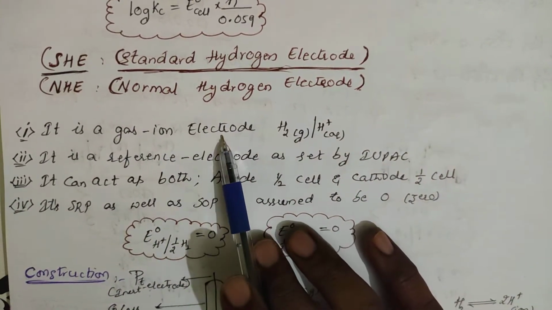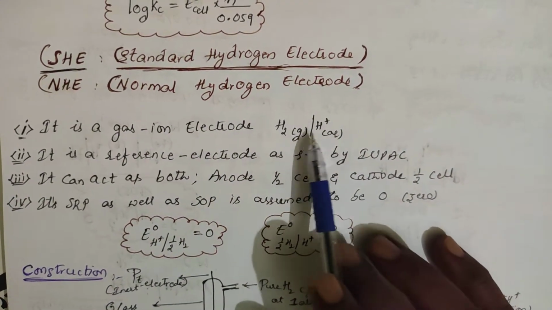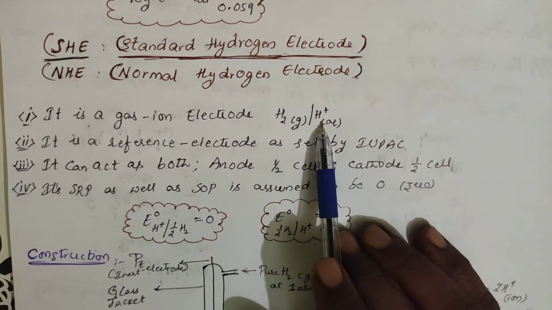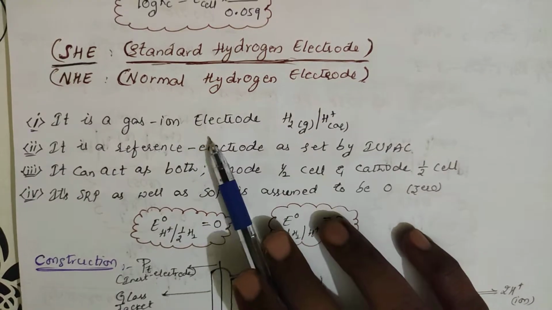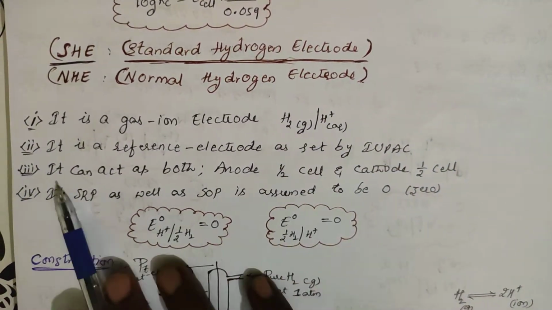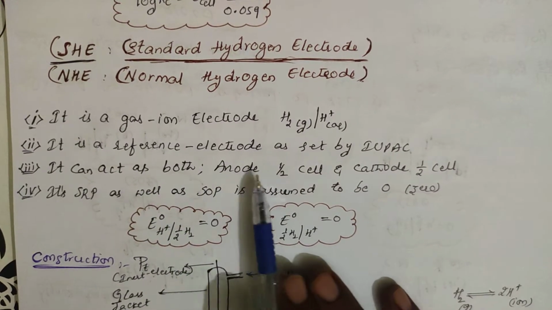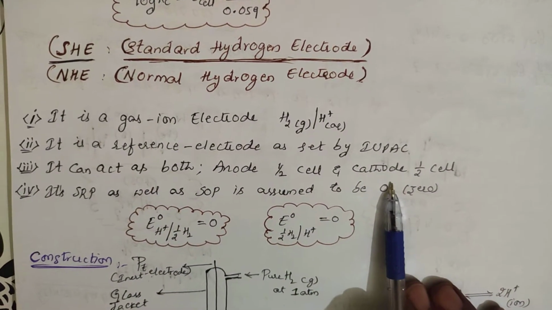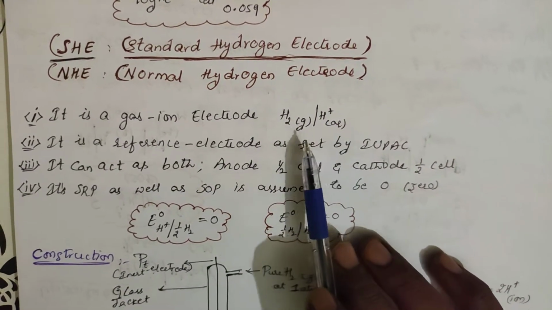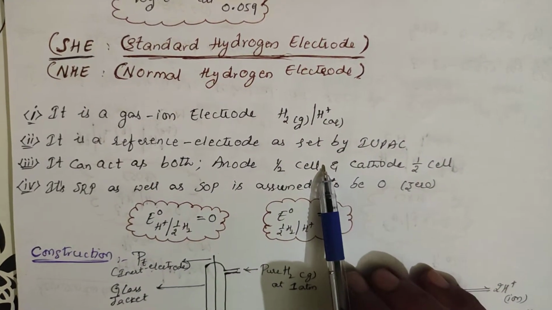It is a gas ion electrode where H2 will be getting converted to H plus, or H plus getting converted to H2, both. H2 to H plus means it has undergone oxidation. It can also act as H plus to H2, anode or cathode. In the third point we have said that it can act as both anode half cell as well as cathode half cell. So the conversion of H2 to H plus is possible, or H plus to H2, because it is taken as the reference electrode, right?